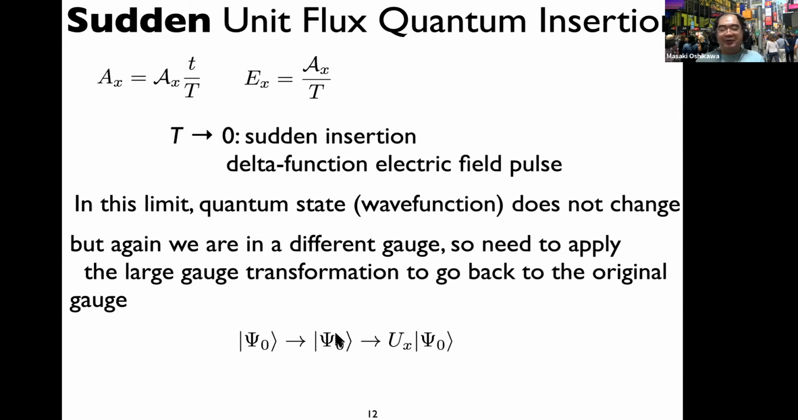Then the Hamiltonian goes back to the original Hamiltonian. But when you do this large gauge transformation, you should also transform the wave function. So even though the insertion is instantaneous, a sudden insertion, if you combine it with this large gauge transformation, the wave function is changed from the original ground state to the large gauge transformation applied to the original ground state.